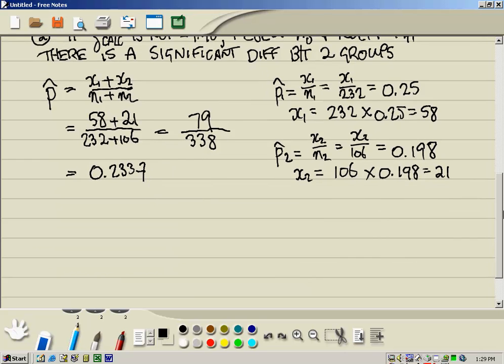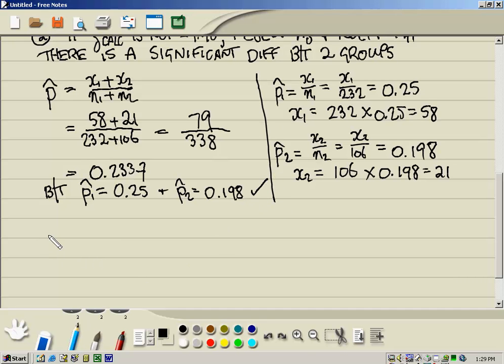And as I've said in the previous section, this answer must be between the two individual proportions, in this case p hat 1 of 0.25 and the p hat 2 of 0.198. Alright, our 23% is between the 25 and the 19, so we're inside that range. So we're not obviously wrong. We've done our check.